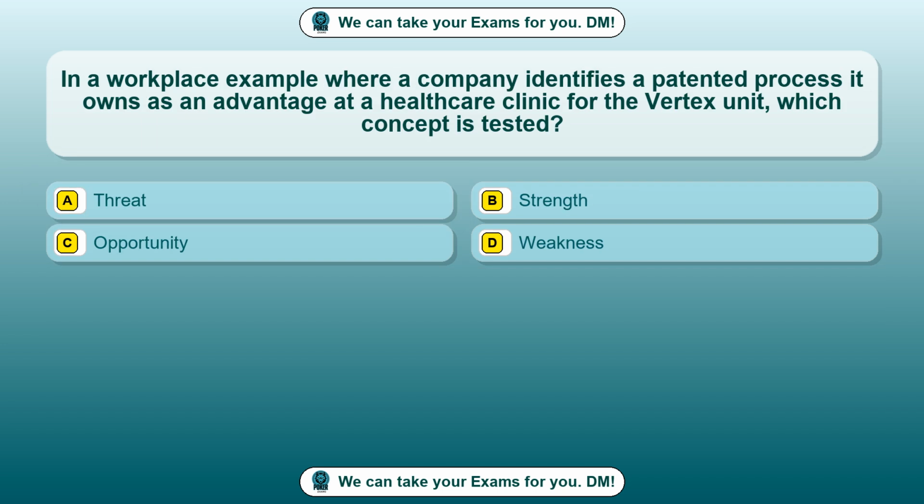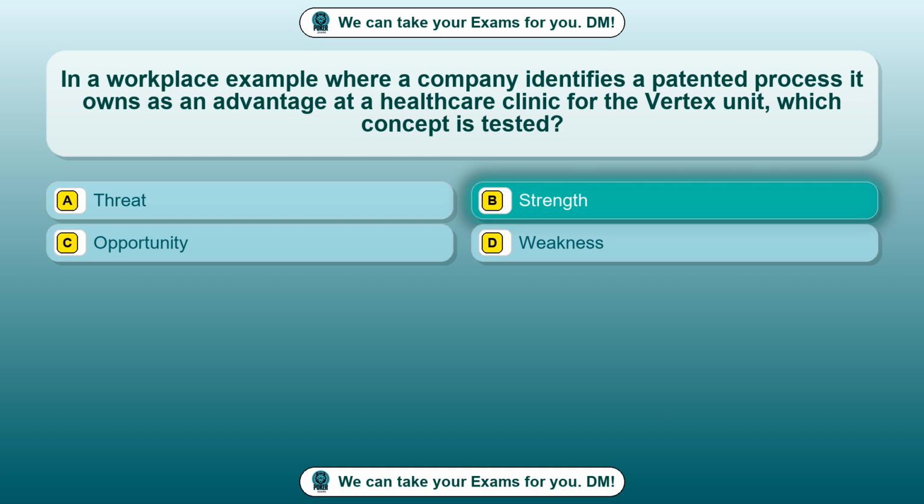Question 67. In a workplace example where a company identifies a patented process it owns as an advantage at a healthcare clinic for the Vertex unit, which concept is tested? Option A, threat. Option B, strength. Option C, opportunity. Option D, weakness.